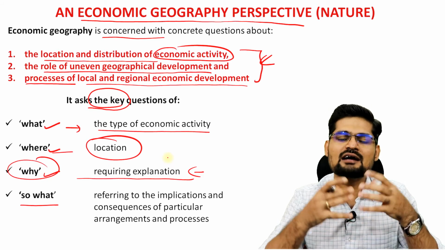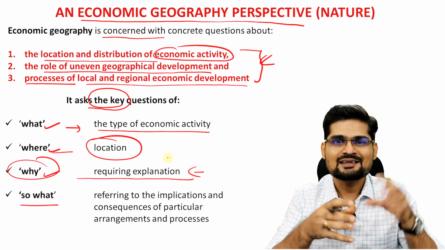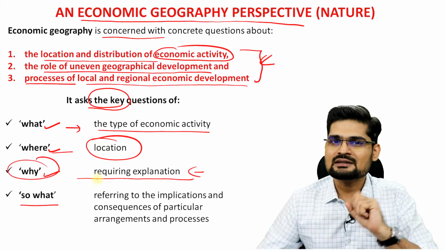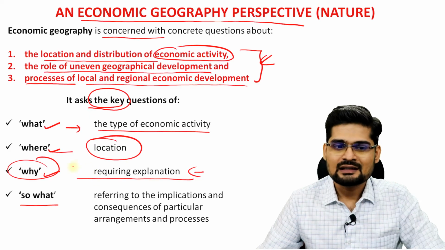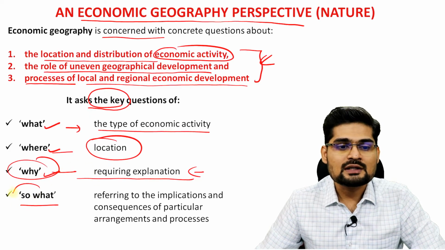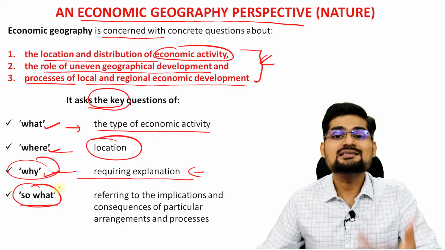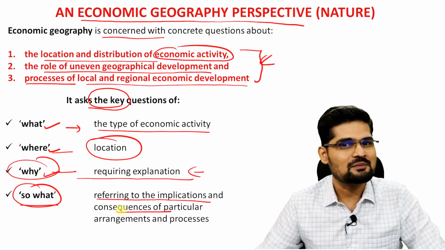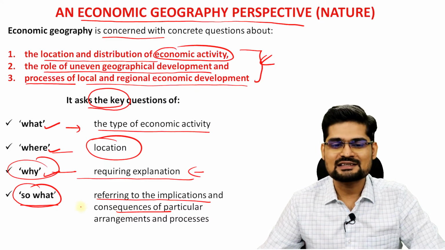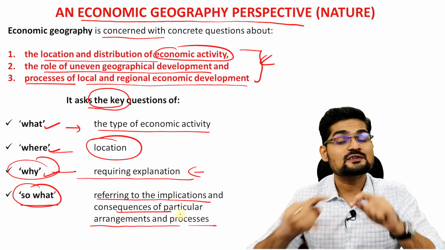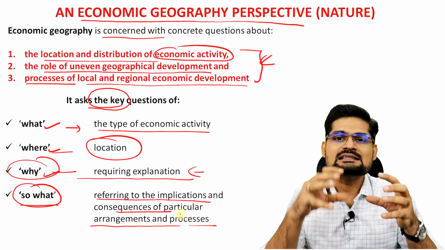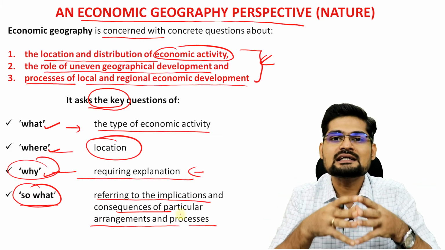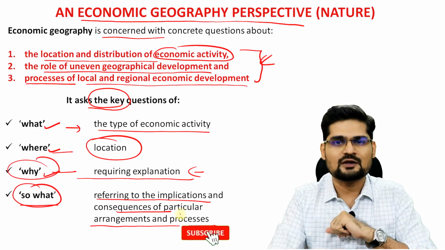For example, we have learnt about Weber's industrial location theory, right? The market, the raw material, and the location of the industry. So you observe why a particular economic activity is located at a particular place. That is the third question. And the fourth one is, if it is located, so what? What is the resultant? It refers to the implications and consequences. That is the fourth important part where the nature of economic geography is concerned, in terms of arrangements and processes over space. So if some activity is located at some particular place, what is the resultant of it? That is what we study under economic geography as its nature, primarily.